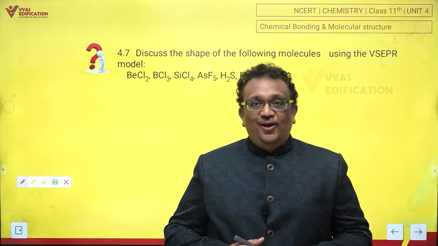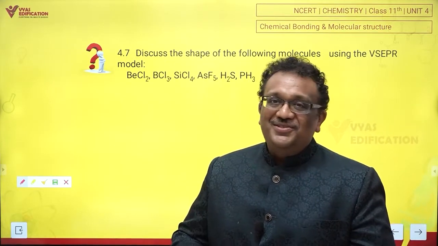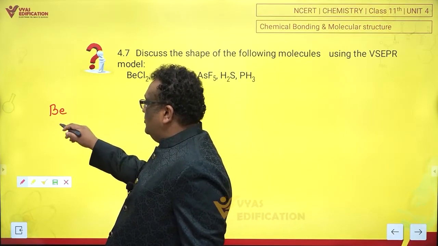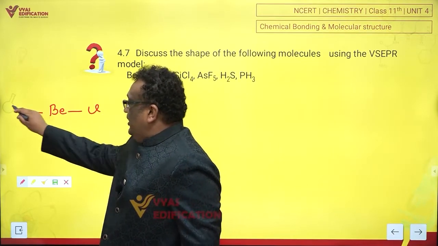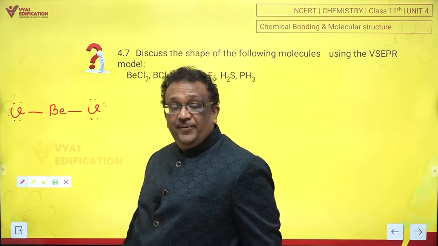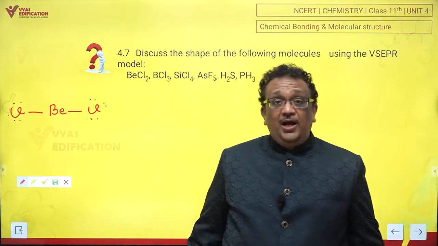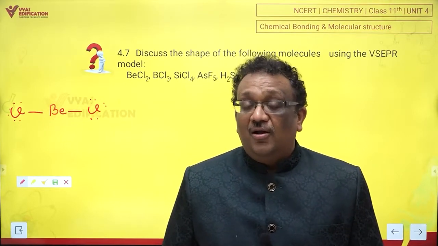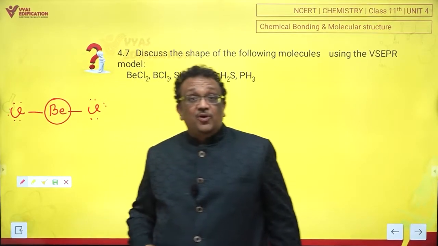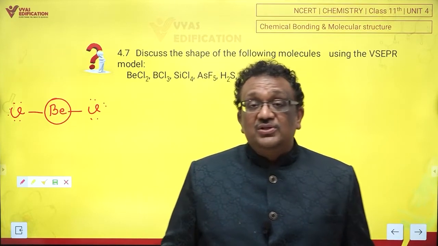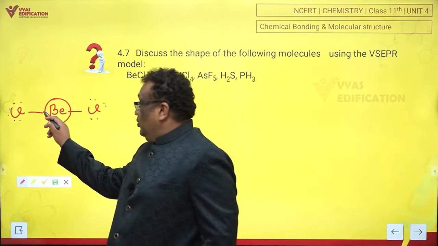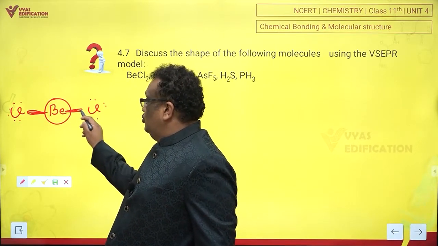So let us first take a look at the first member, BeCl2. If you start analyzing, the central atom is beryllium and it is linked to 2 Cl atoms, each having 3 lone pairs, which is fine. Now, if you look at the number of electron pairs around the central atom, because in VSEPR theory, what matters is the number of electron pairs around the central atom, how many do we have? Well, we have 1 and 1, 2.